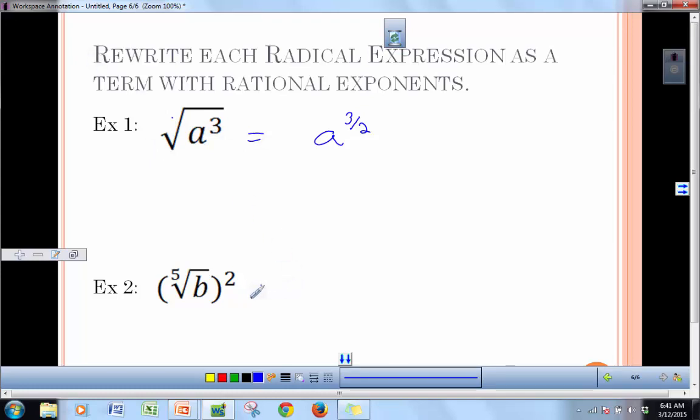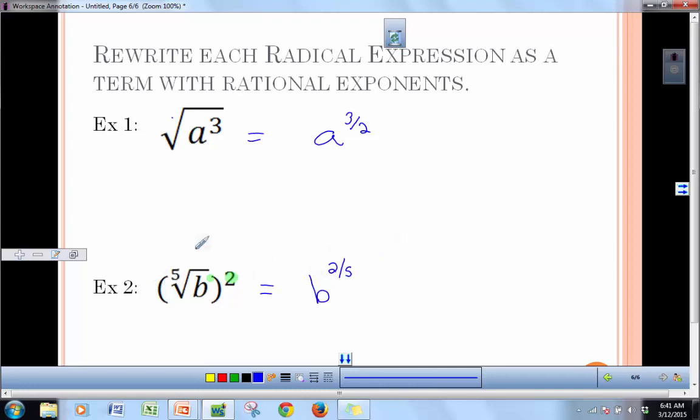Okay? The second one, now this time I tried to write it the different way. I put the parentheses and put the squared at the end. But remember, the squared is still the exponent that ends up going to b. So we can rewrite this as b to the 2/5 power. So your exponent to your base is always in the numerator of your fraction. Your index is always in the denominator.